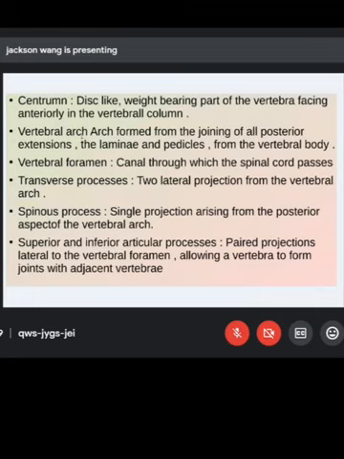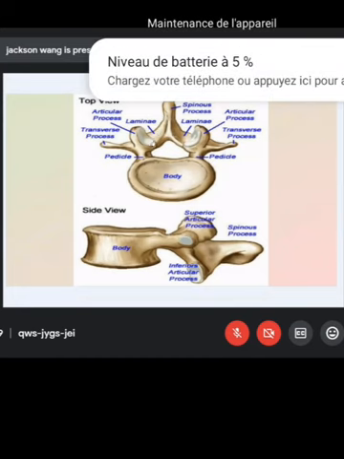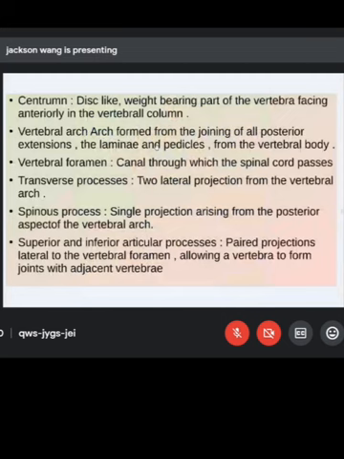Vertebral arc. C'est l'arc vertébral. It is formed from the joining of all posterior extensions, the laminae and pedicles from the vertebral body. So, c'est l'arc. L'arc vertébral or the vertebral arc is composed of the laminae and also the pedicle. Voilà.